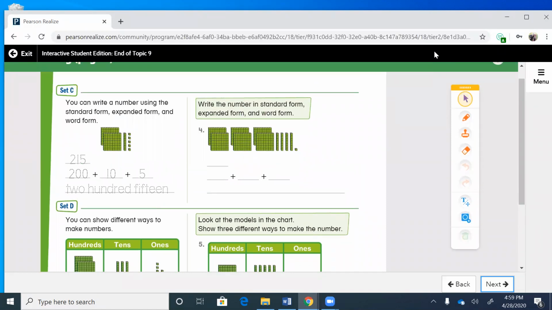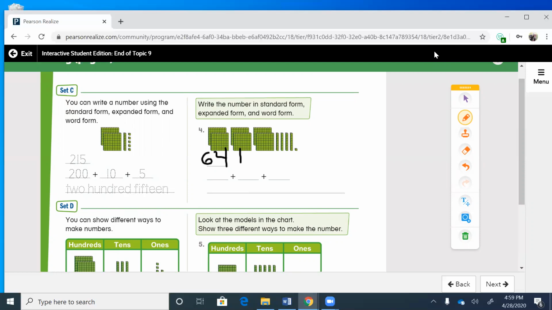Number 4, write the number in standard form, expanded form, and word form. Wow, they're asking for a lot there. So here we go. The first thing you need to do is write the standard form. All you have to do is count. Count the hundreds. 1, 2, 3, 4, 5, 6. Count the tens. 1, 2, 3, 4. Count the ones. 1. Our number is 641.